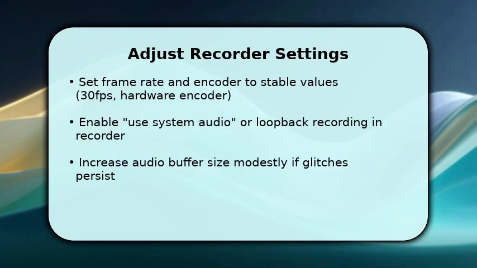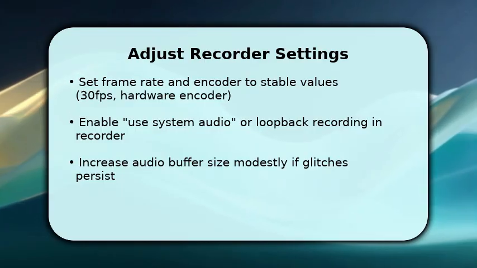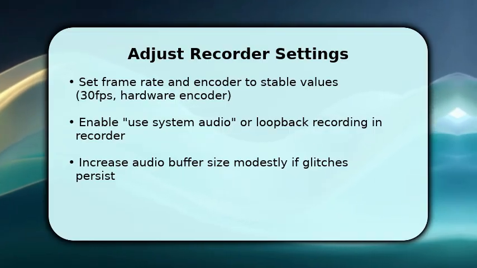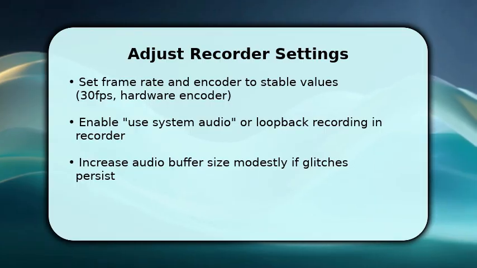Before going deeper, now in your recorder, pick stable values. 30 FPS and a hardware encoder reduce CPU spikes that shift audio. Make sure system audio or loopback is enabled so the recorder captures the same output the OS plays.